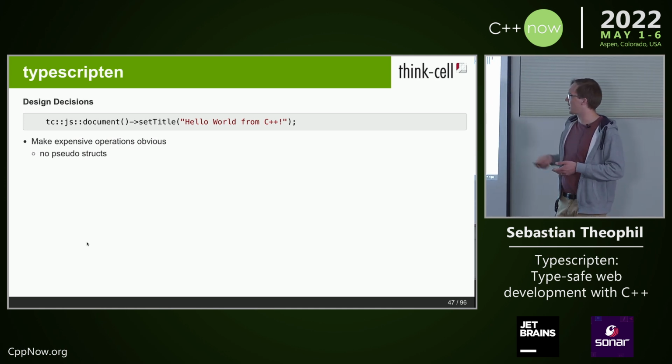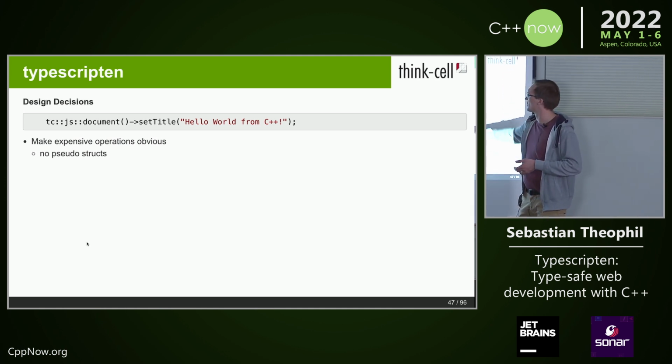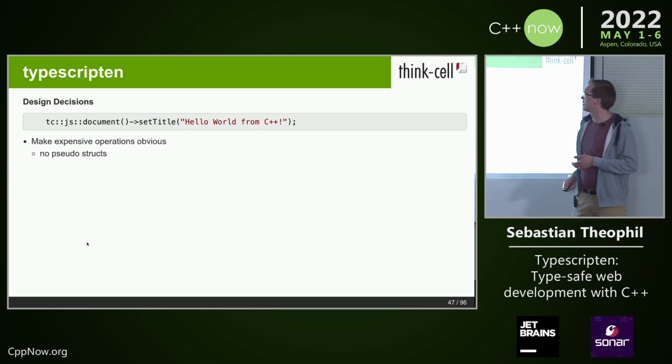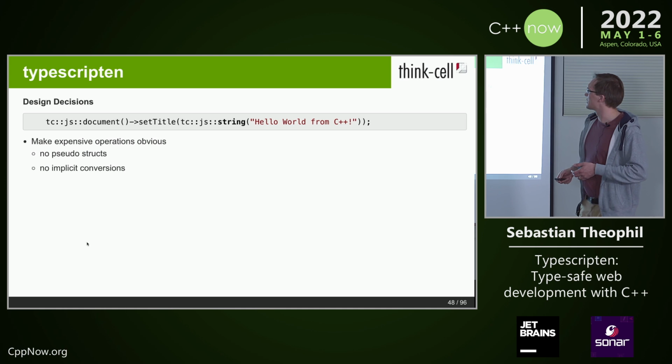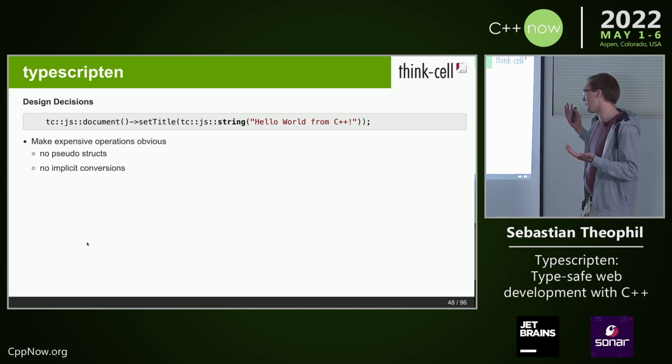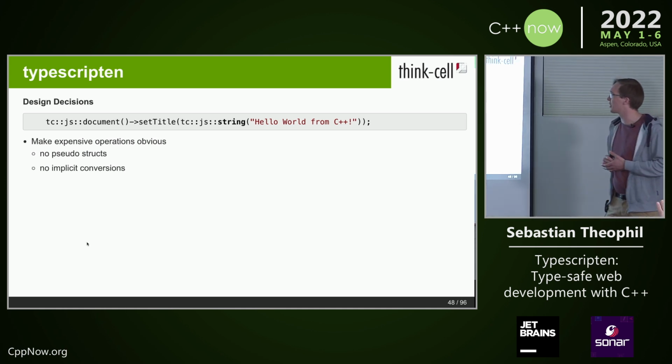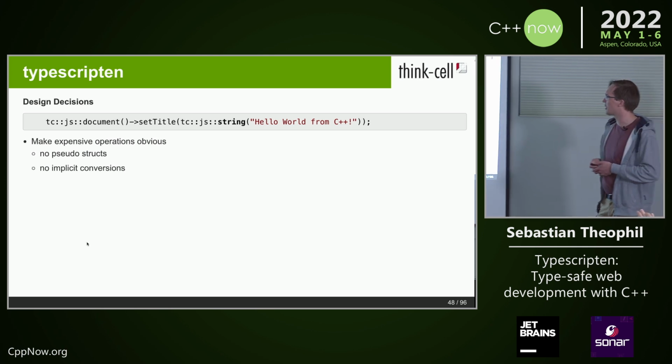And I generated a setter for the title. There's one other expensive operation that I'm hiding here, and that's this string conversion. So we also make this explicit. And yeah, this would be better. It's not pretty, but better, I think.